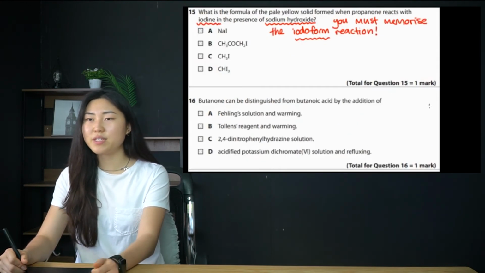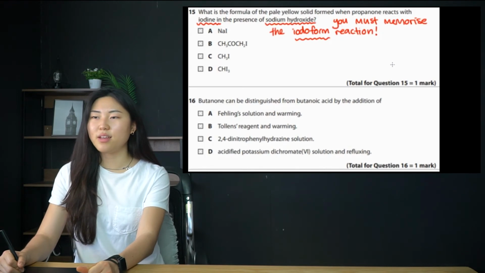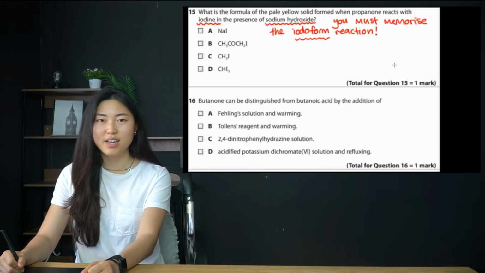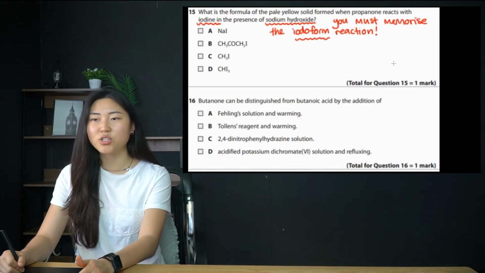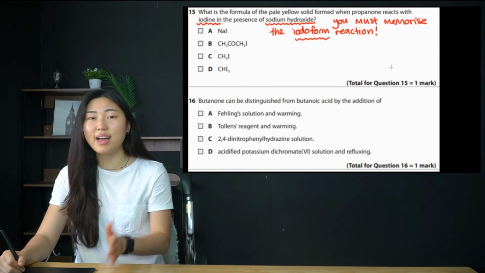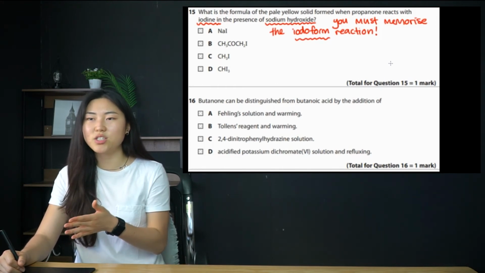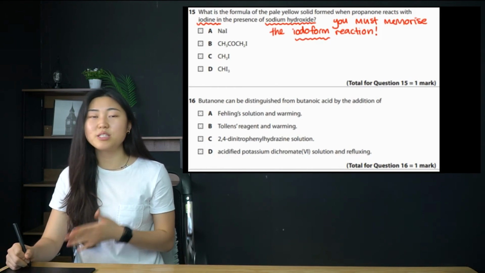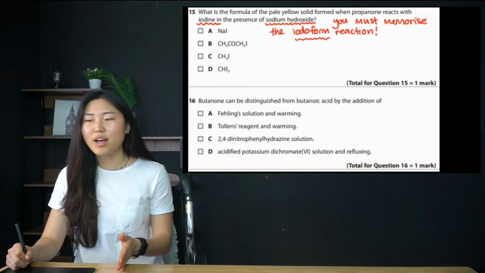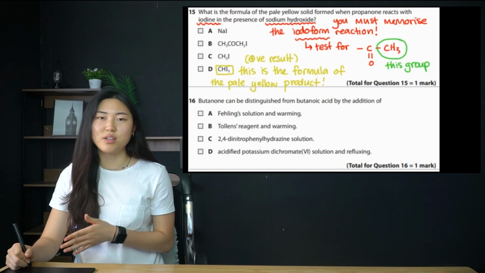Okay, and question 15. What is the formula of the pale yellow solid formed when propanol reacts with iodine in the presence of sodium hydroxide? So this is the iodoform reaction. Alkaline iodine, sodium hydroxide is alkaline, right? Alkaline iodine is the iodoform reaction. And the pale yellow precipitate that forms, you have to memorize this formula. CHI3 is going to be your positive result, okay?